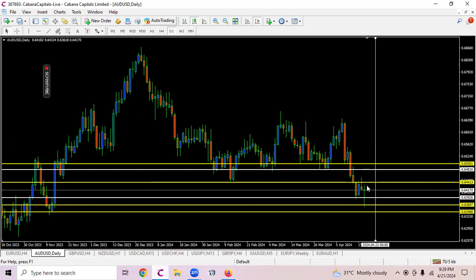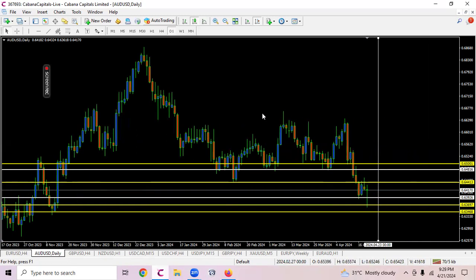So going by my strategy, I should consider buying Australian dollar USD. It meets all my trading rules. Okay, so I should consider buying Australian dollar USD. So after that, we go down to the next lower time frame.